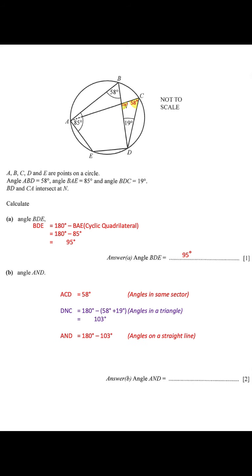And then the angle we're looking for is just on a straight line with that 103. So angle AND equals 180 minus the 103, which is 77. So it's 77.